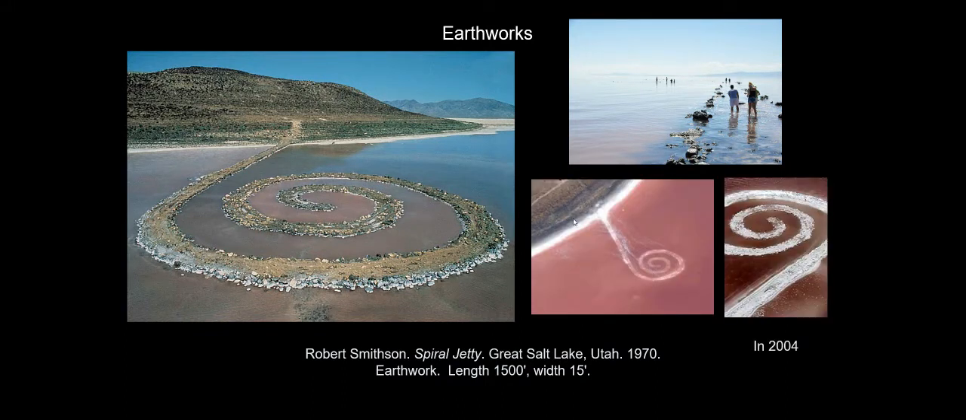In 2004, the water level in the Great Salt Lake receded far enough that for the first time in about 30 years, Spiral Jetty was visible. And all that time underwater had crystallized the sculpture, covered it with salt crystals. Isn't that remarkable? And if you want to, you can find lots of videos of people on YouTube and Instagram going to Great Salt Lake and photographing themselves walking along the Spiral Jetty.